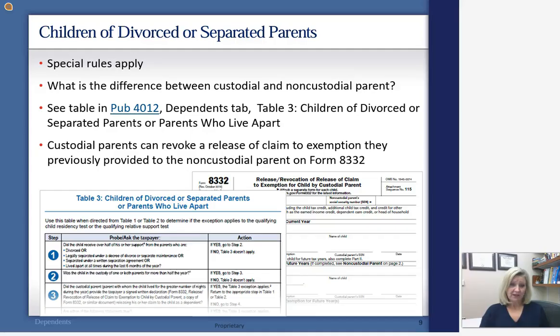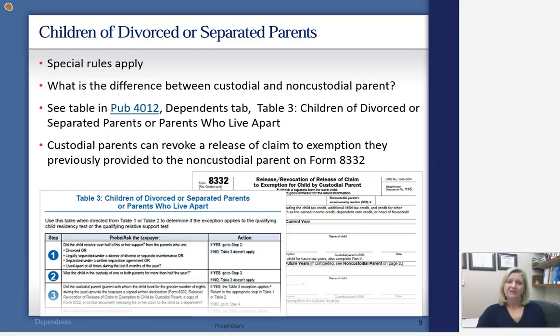There are some special rules that apply to children of divorced or separated parents. A lot of times a client will come in and say they have a divorce agreement that allows them to claim one or more of their children as dependents. That would be a situation where they're able to claim the child as a dependent. Understanding the difference between custodial and non-custodial parent is important. The divorce decree itself may describe the custodial relationship in a number of different ways, even in Iowa, depending on how that decree was written. But the custodial parent is the parent who has the child living with them for more than half of the year. The child is mainly living with that parent.